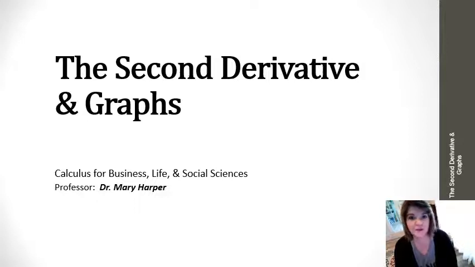Okay, guys, we're going to talk about the second derivative and look at its relationship to the original curve. If you recall, the first derivative tells us when the original curve is increasing and decreasing and has extrema, local max and local mins. And for this one, we're going to look at the second derivative, and that's going to tell us concavity and inflection points.